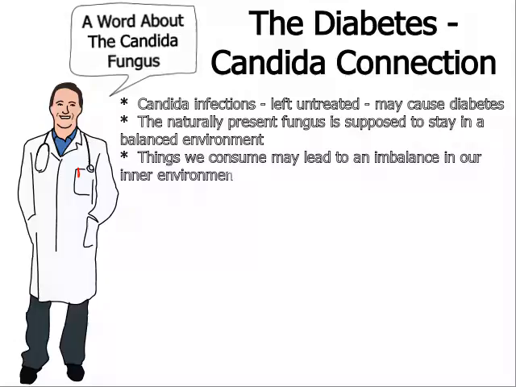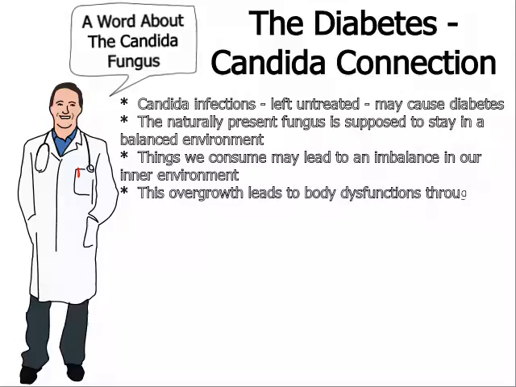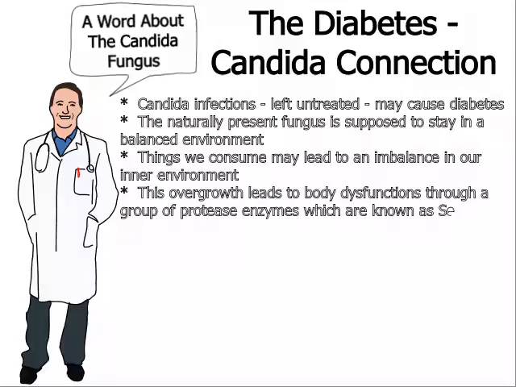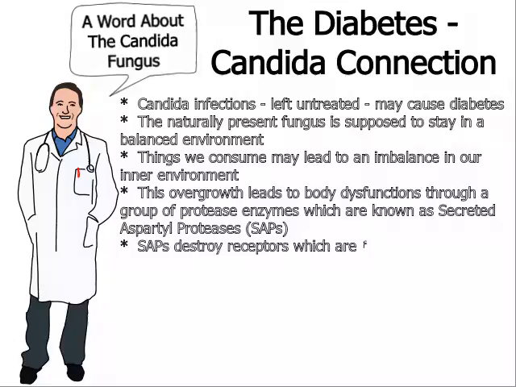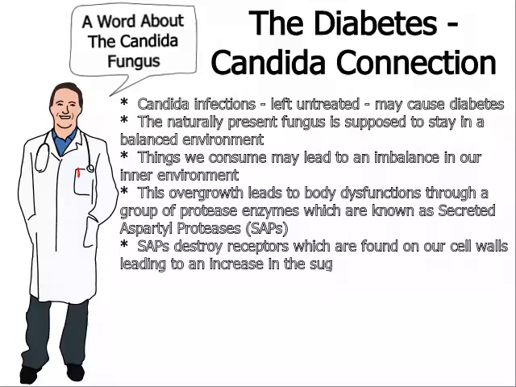This imbalance may be caused by antibiotic use, a poor diet filled with carbohydrates and sugar, or pregnancy and other conditions. This overgrowth of the fungus leads to body dysfunctions through a group of protease enzymes which are known as secreted aspartyl proteases, in simpler terms, SAPs. SAPs destroy receptors which are found on our cell walls. This destruction leads to an increase in the sugar levels found in the blood.